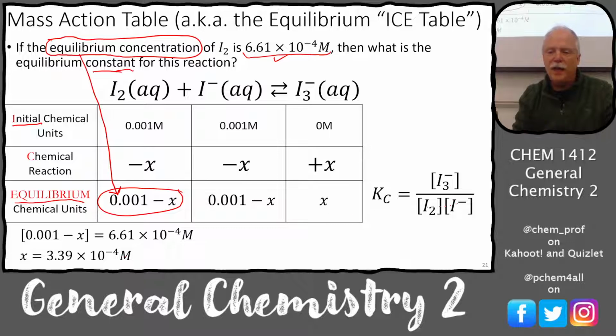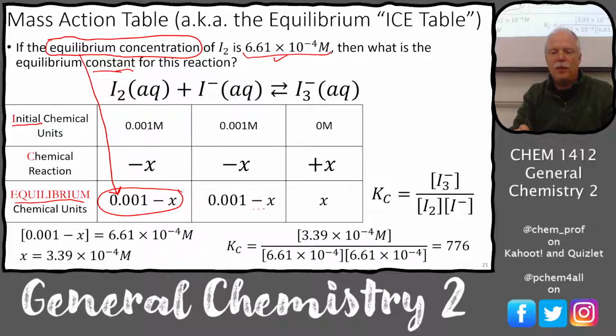And now I can put that into my equilibrium constant expression. So that goes up on top where I had an x. And then I know if this is 6.61 times 10 to the minus 4, this is the same because we started out with the same amounts. And so you see how this one equals that one. So I could just put it down here twice, and I end up doing the math and I get 776. Okay. I could put my molarities in here too.